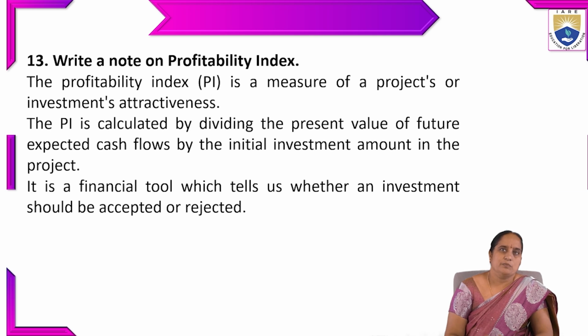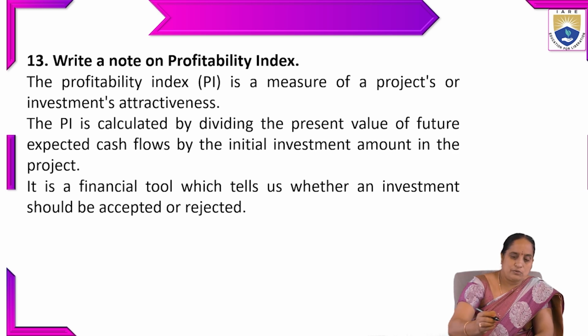Then, write a note on profitability index. The profitability index is also one method of discounting cash flow technique which is used in capital budgeting, and it is a measure of a project's or investment's attractiveness. The PI is calculated by dividing the present value of future expected cash flows by the initial investment amount in the project. It is a financial tool which tells us whether an investment should be accepted or rejected.